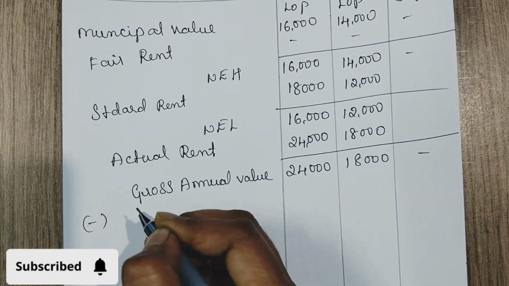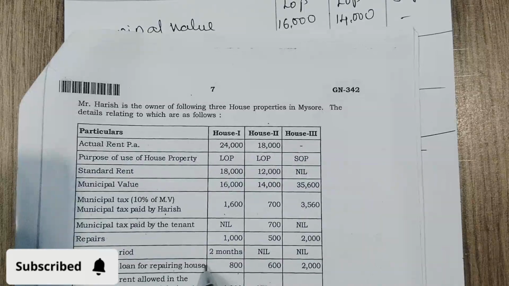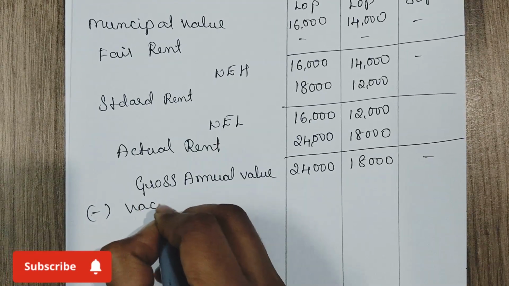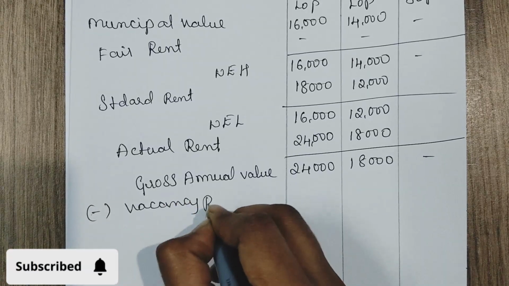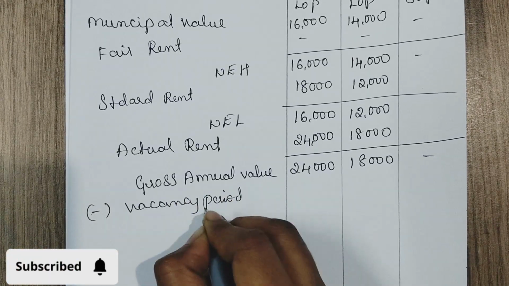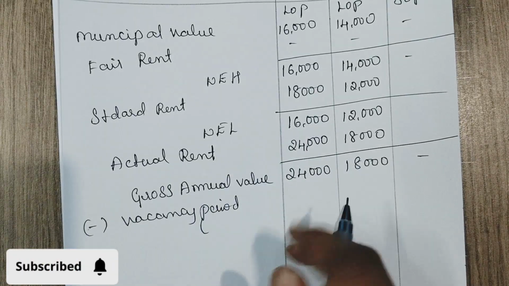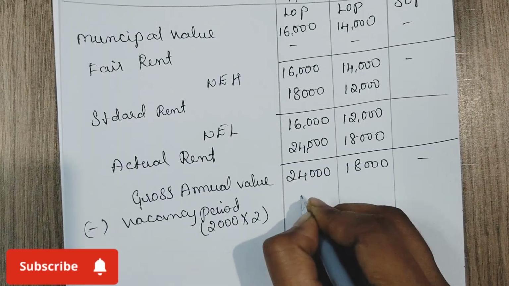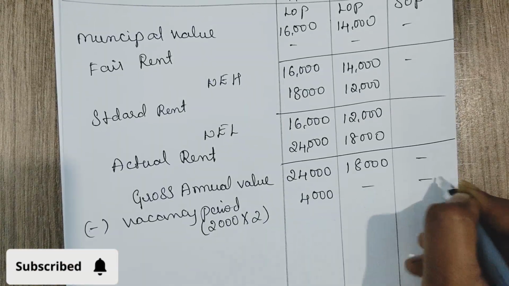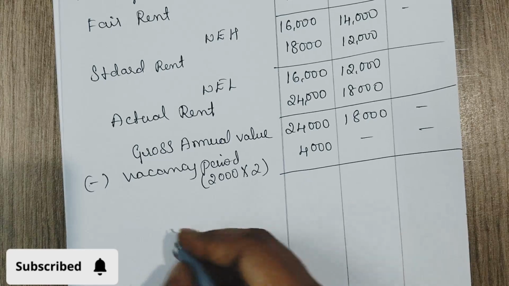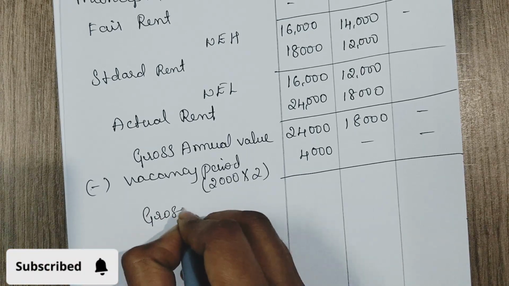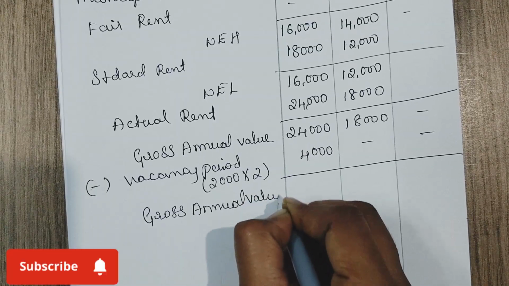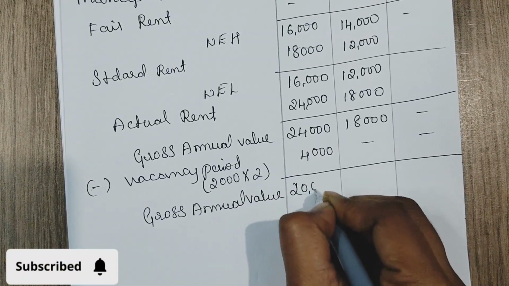There is a vacancy period that should be deducted. What is the vacancy period? 2 months for house 1. Less vacancy period: if you divide 24,000 by 12, you will get 2,000 into 2 months, it is 4,000. Gross annual value after vacancy period is 20,000, 18,000.